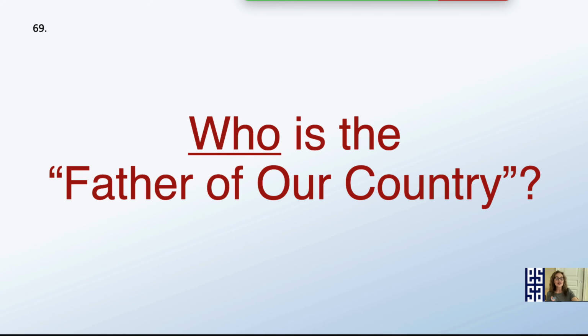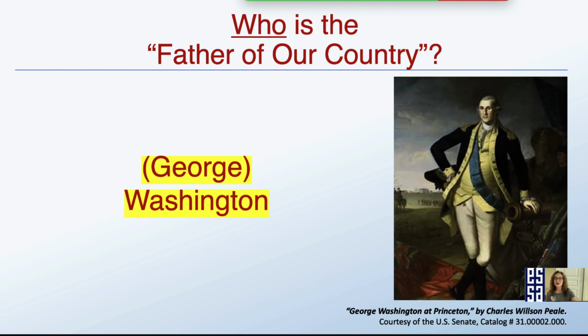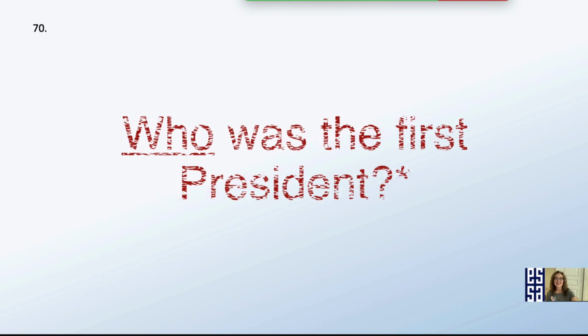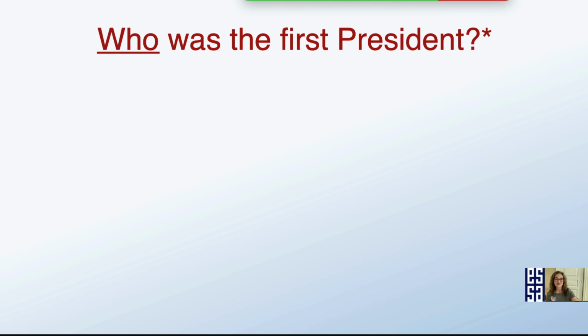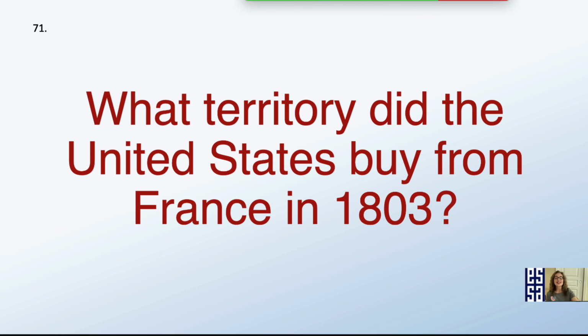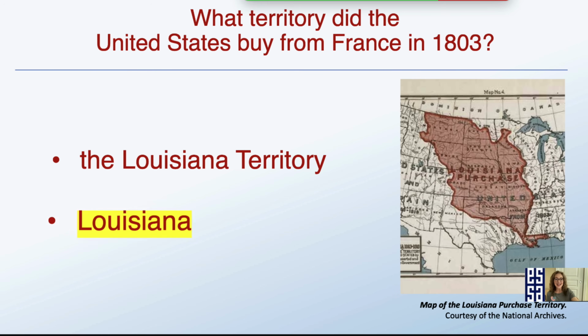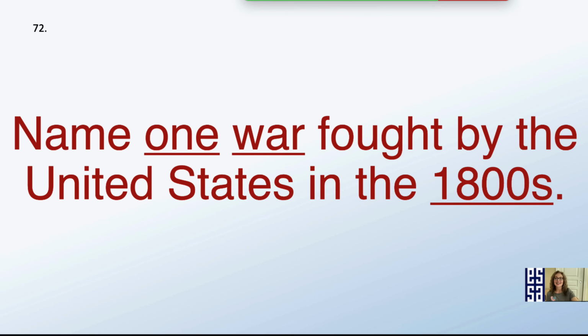Who is the father of our country? George Washington. Who was the first president? George Washington. What territory did the United States buy from France in 1803? Louisiana. Name one war fought by the United States in the 1800s.